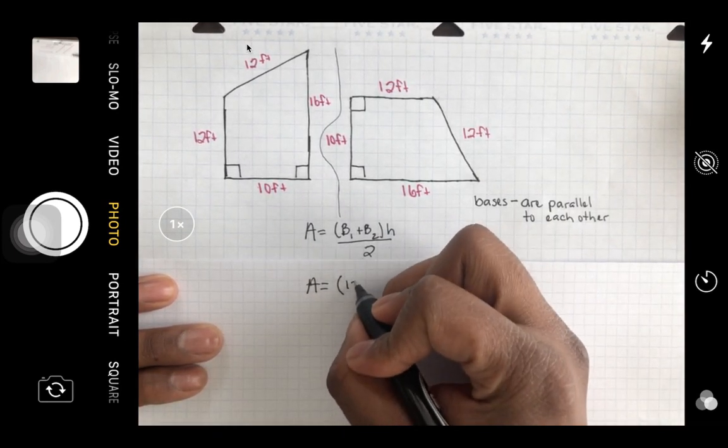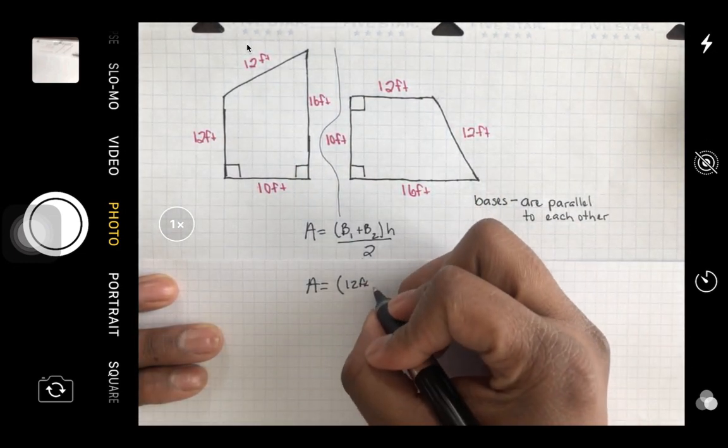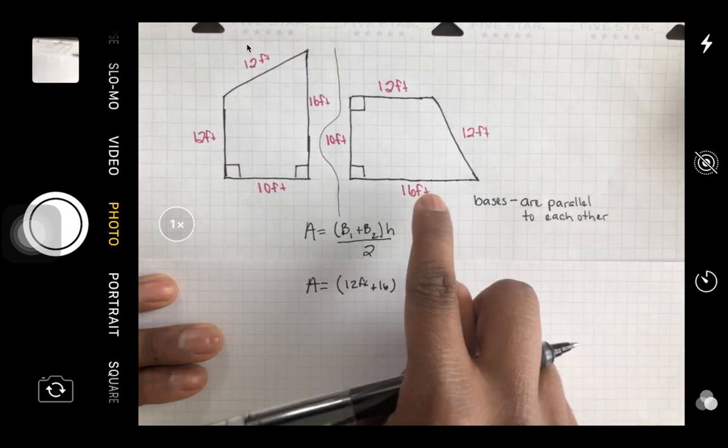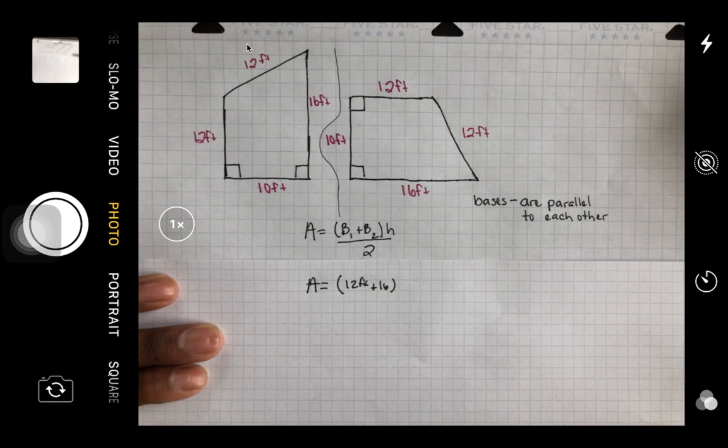So base 1 is going to be 12 feet for this one and for this one. And our base 2 is going to be 16 for this bottom one and this right one. Those are my bases because they're parallel, okay?